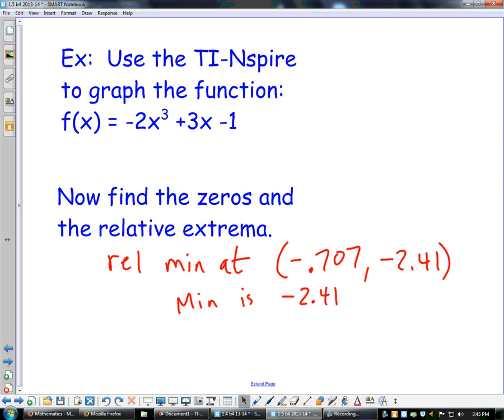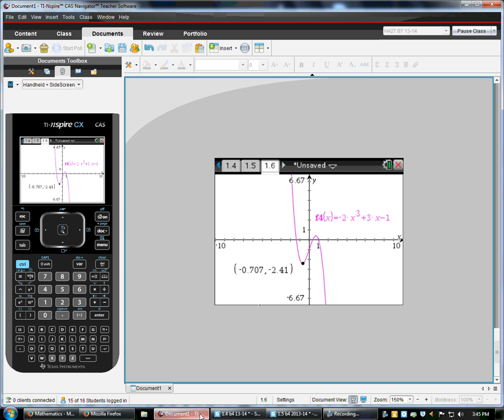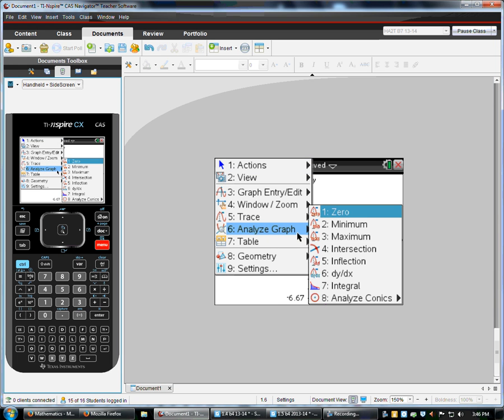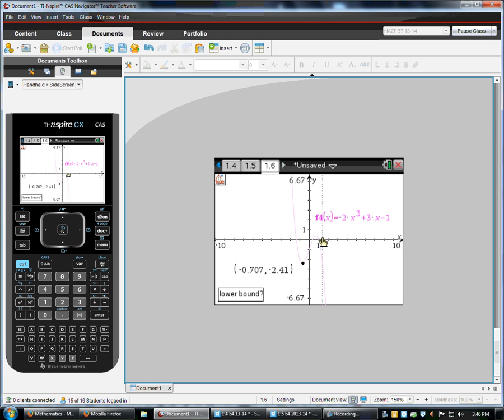All right, going back to the graph, if we want to find the relative maximum, we're going to do this again. We'll go Menu, Analyze Graph, Maximum. Again, it's asking for a lower bound, so I'm going to go slightly to the left of my maximum and click. And I want to go slightly to the right for the upper bound and click. That grayed out area is your search zone. And I'm getting 0.707, 0.414.